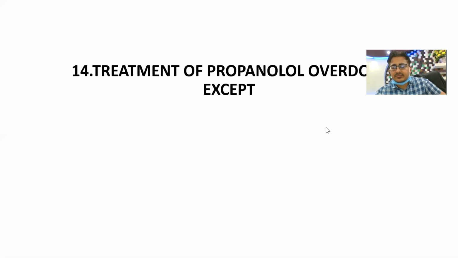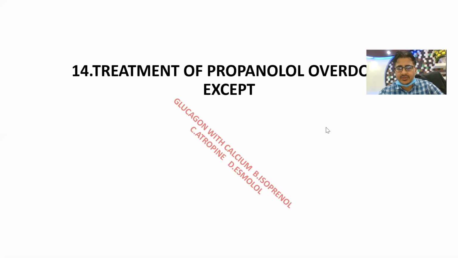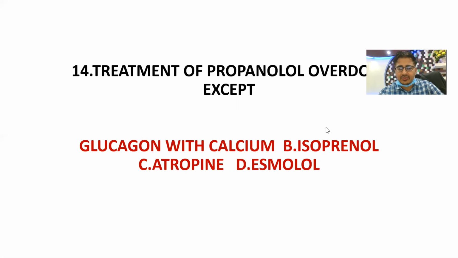Now, treatment of propranolol overdose, all are except: glucagon with calcium, isoprenaline, atropine, or esmolol. Now you need to know when to give propranolol, how it can overload, how it can be overdose.